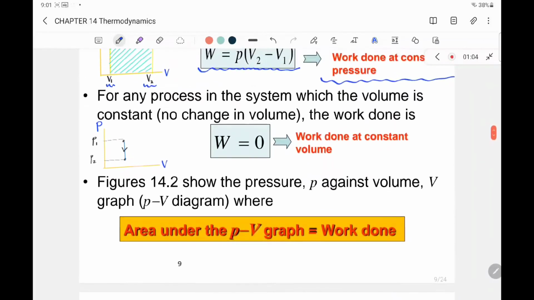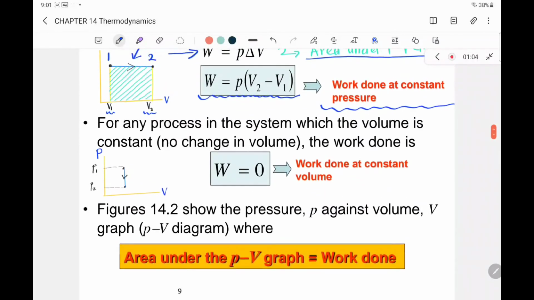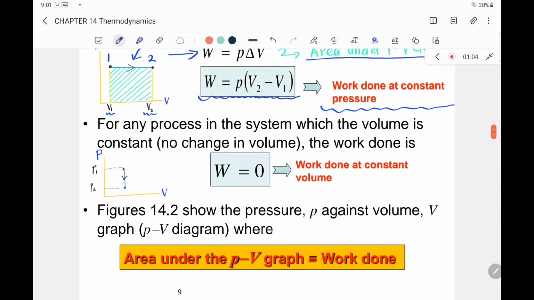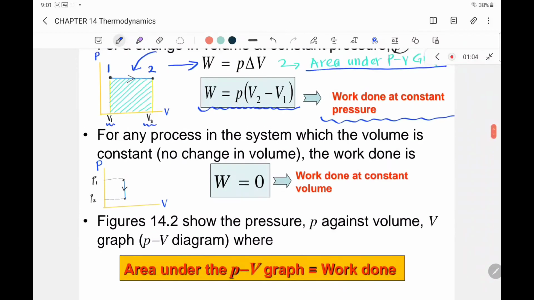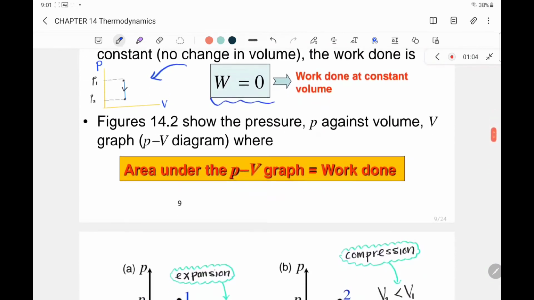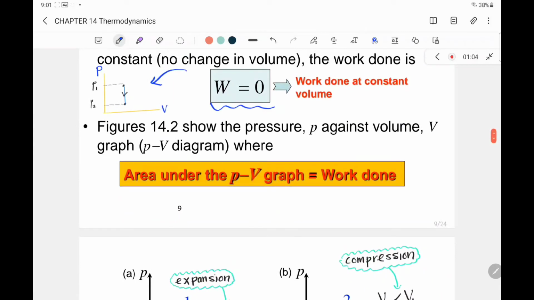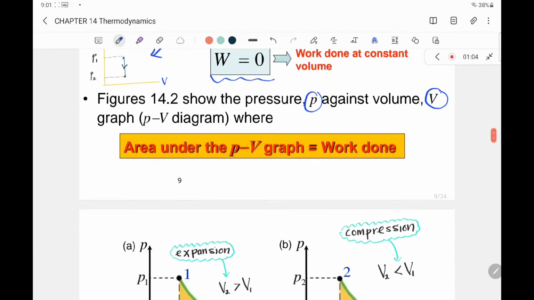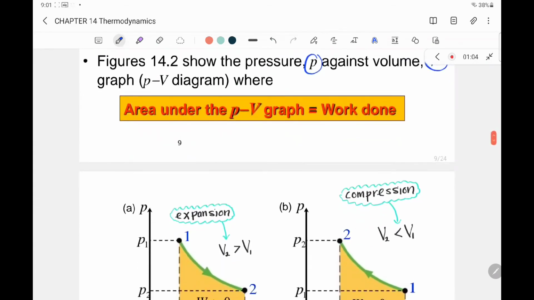For any process in the system in which the volume is constant, with no change in volume, the work done is equal to 0 because the area under the PV graph is equal to 0. Figure 14.2 shows the pressure P against volume V, the PV diagram, where the area under the PV graph is equal to work done.